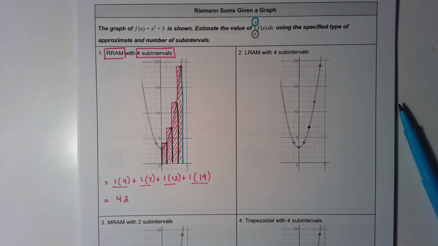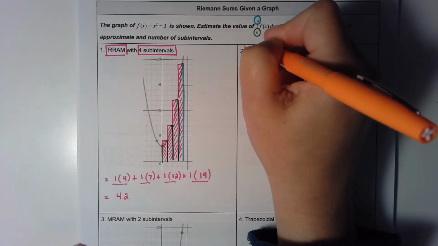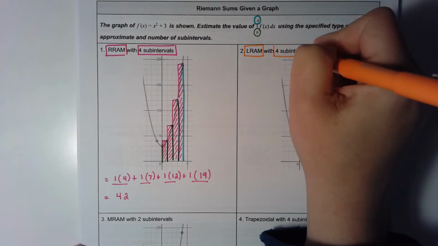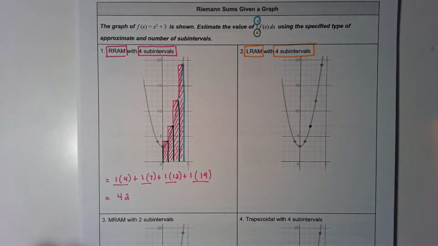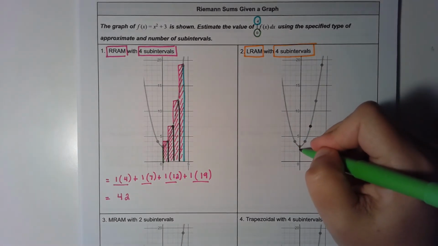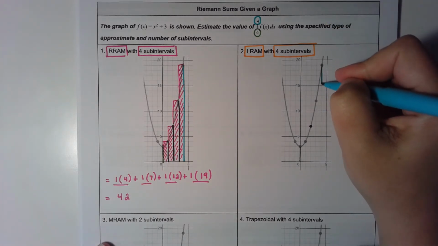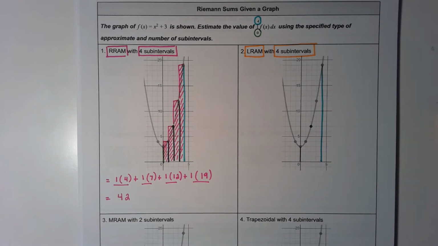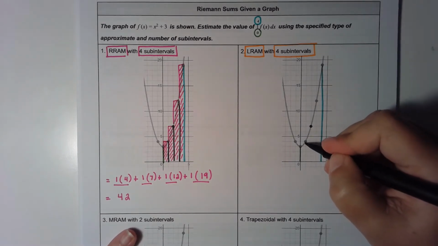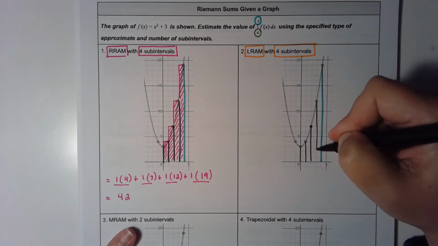Now let's say we want to do something similar, but we're going to use LRAM. So LRAM would be the left side of the interval to make each of our rectangles with still 4 subintervals. So the beginning is here at 0, and the end is here at 4. And I know that because in my integral, that's the lower and upper bound. The first step is to divide this up into 4 subsections because it says to use 4 subintervals. So I'm going to have a subsection here, here, and then here.